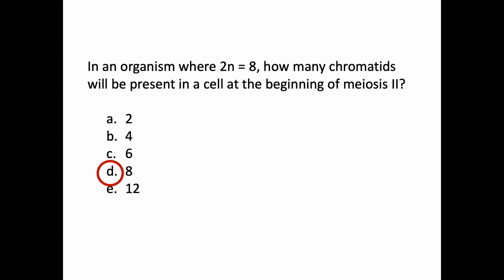So after meiosis 1, 2 cells are generated, and each should have half. So that means 8 chromatids. Since no more DNA replication happens at the beginning of meiosis 2, you should have 8 chromatids. So this can be confusing, but if you are clear on what the question asks and focus on it, then you will get it correct, okay?